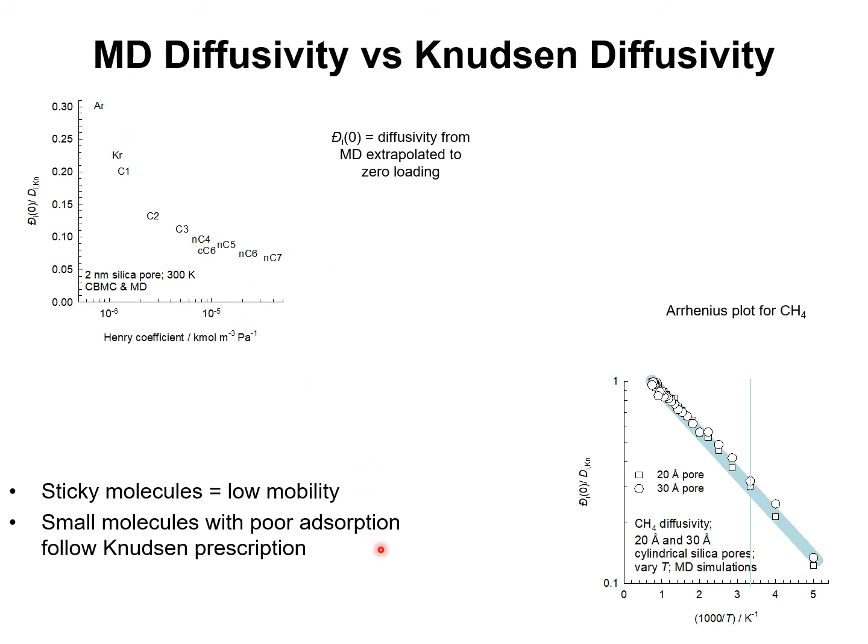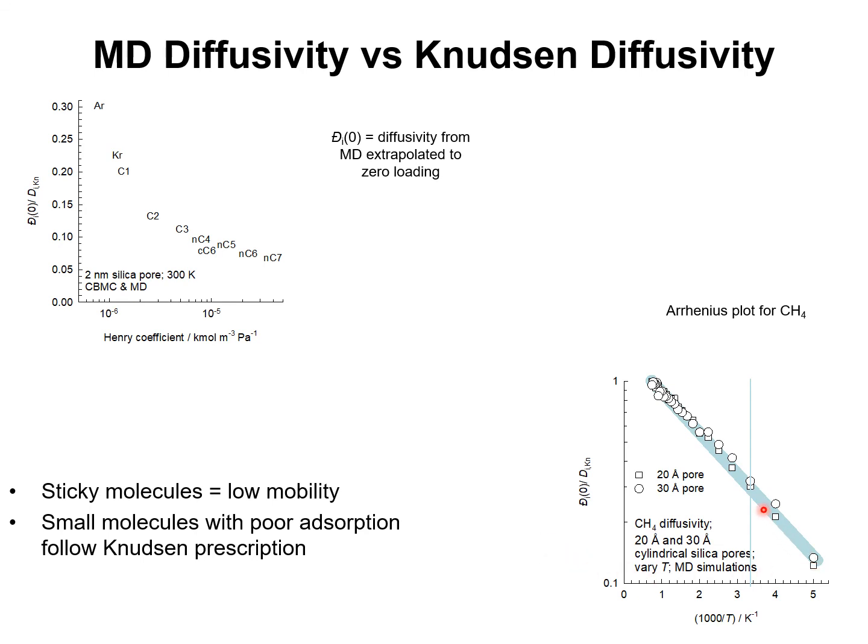Another way to establish the importance of adsorption on the mobility of molecules is to determine the diffusivities at various temperatures. With increasing temperature, the adsorption strength decreases, and therefore we should expect the diffusivity to be in closer agreement with the Knudsen formula.